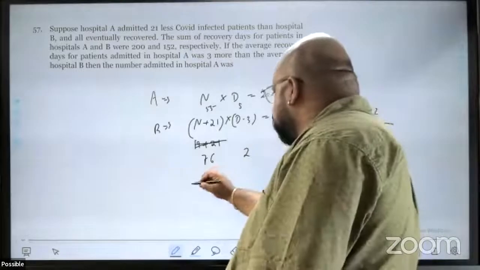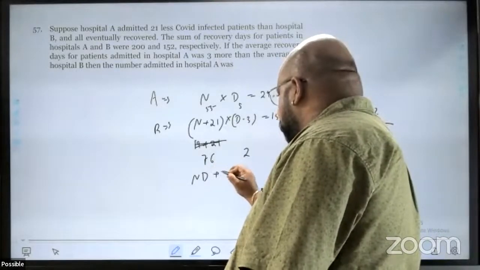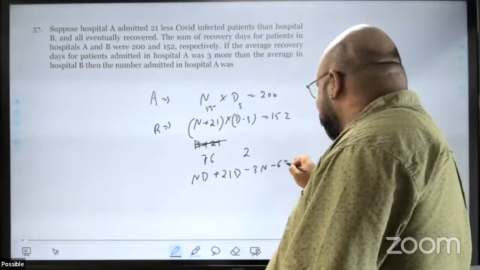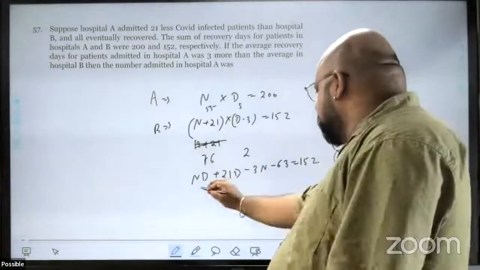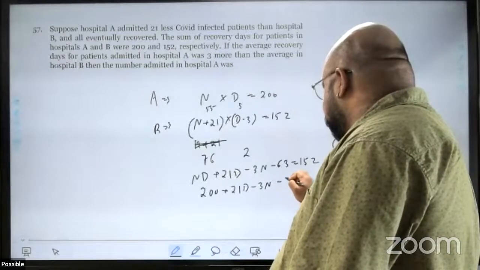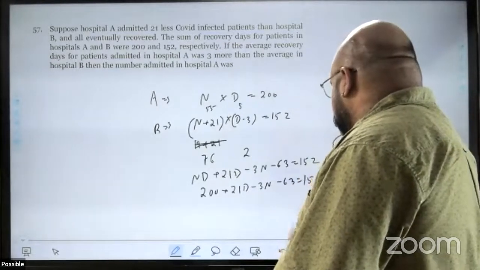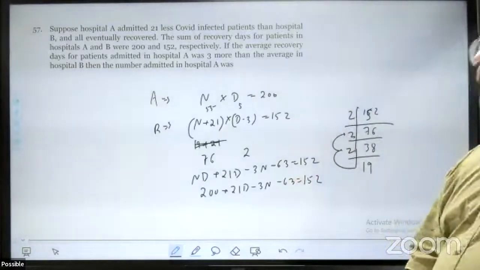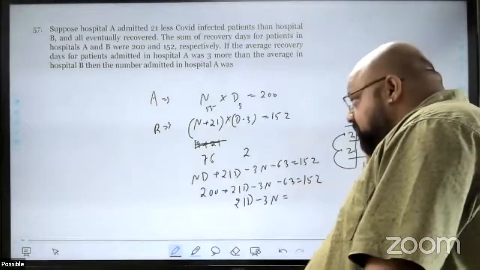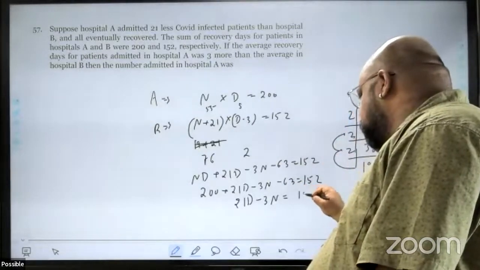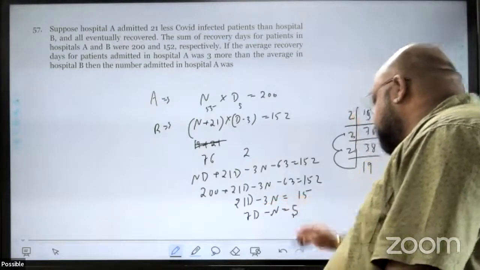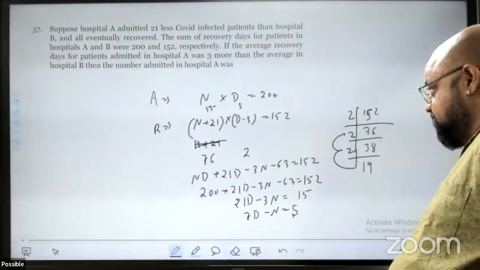Okay, I try to solve this. So ND plus 21D, I'm pretty sure I got this one wrong, minus 3N minus 63 is equal to 152. So ND becomes 200, plus 21D minus 3N minus 63 is equal to 152. So this will here become 215. So 21D minus 3N would be equal to 15. And therefore 7D minus N is equal to 5. 7D minus N is equal to 5.